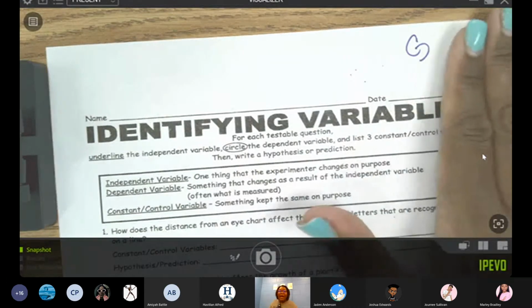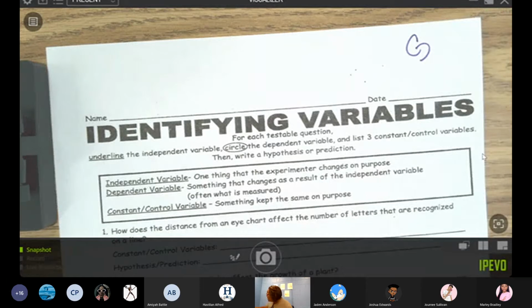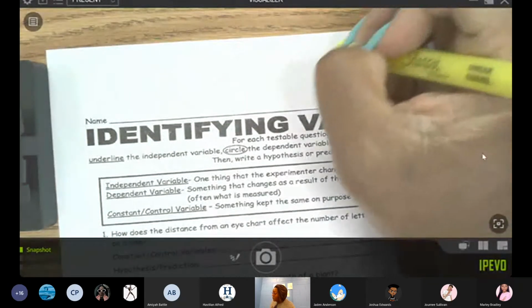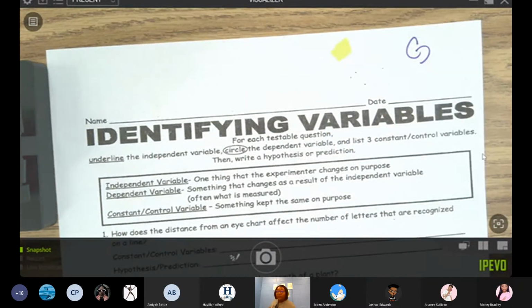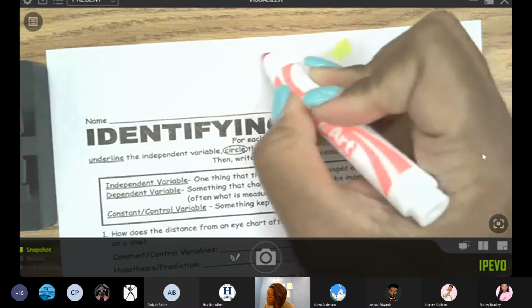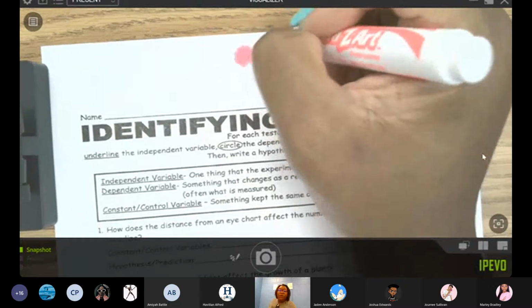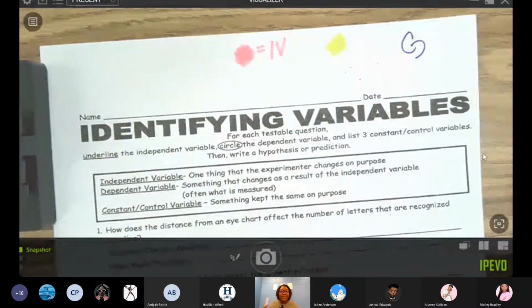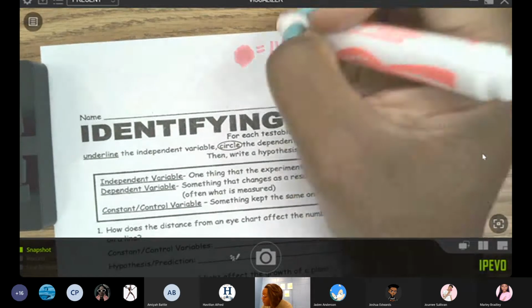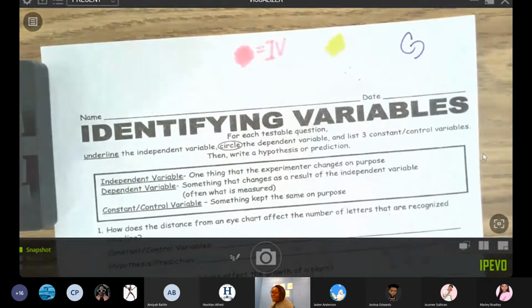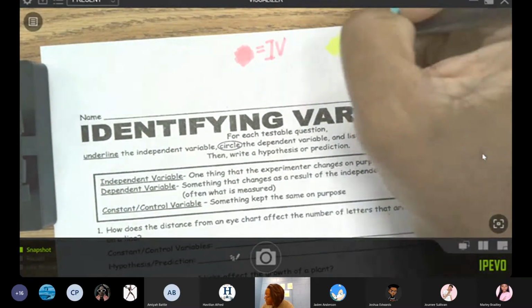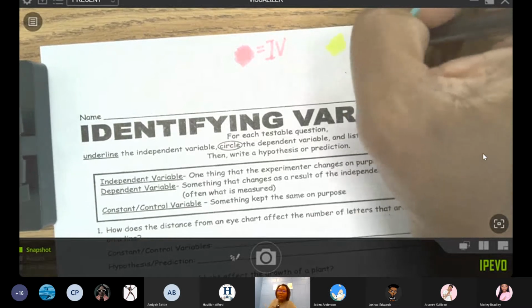At the top of our papers today, I want to make a key. So we'll need two different colors. Okay, I'm going to use yellow and pink. You don't have to use the same colors as me. Anything I highlight in pink is going to be my independent variable. We want to remember that's how Ms. Neville abbreviates independent variable, capital I-V. And anything I highlight in yellow is going to be my dependent variable.